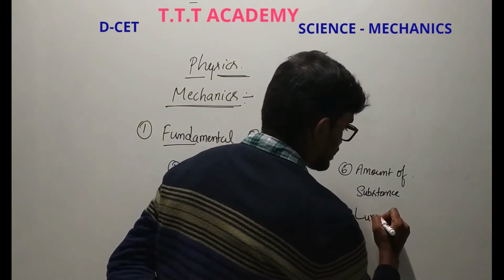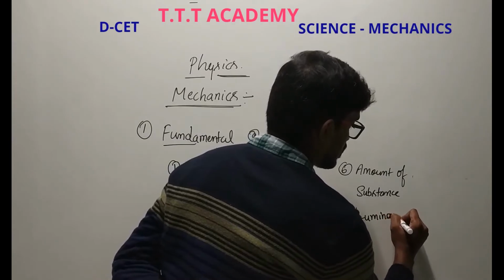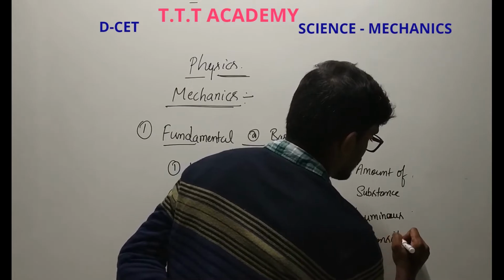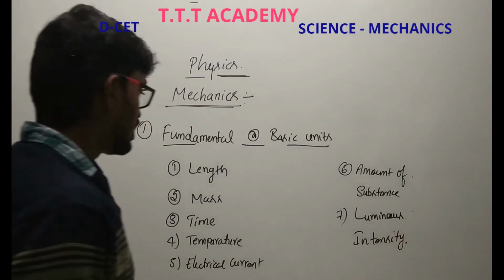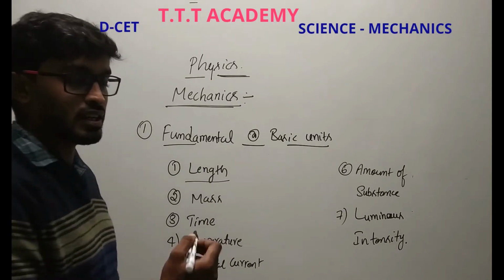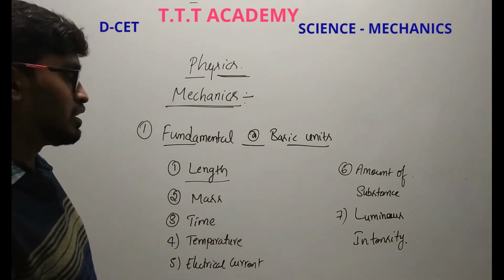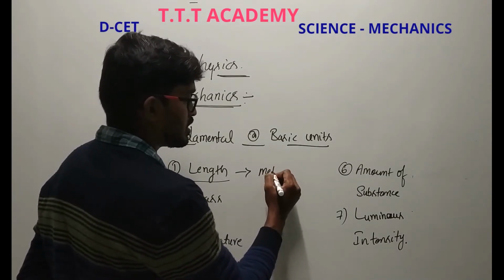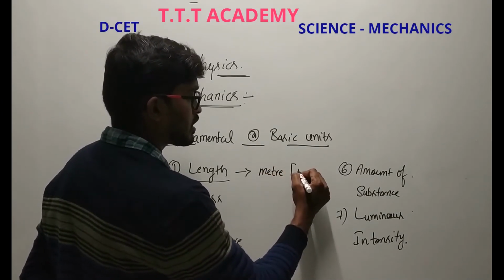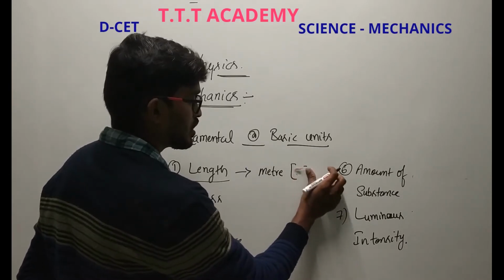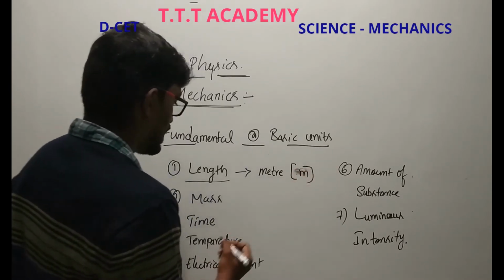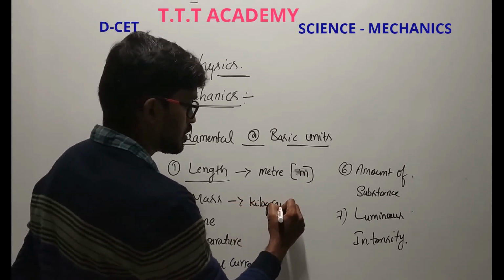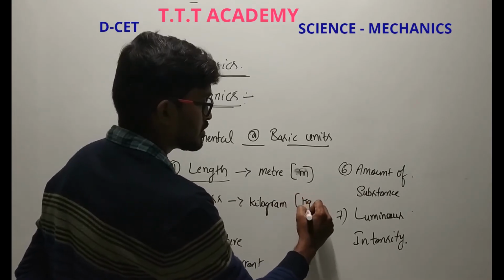And the seventh one is luminous intensity. The first, length, does not depend on any other quantity, so that's why length is a fundamental physical quantity. It is measured in meter and its symbol is m. And then mass you have to measure in kilogram. It is taken as kg.